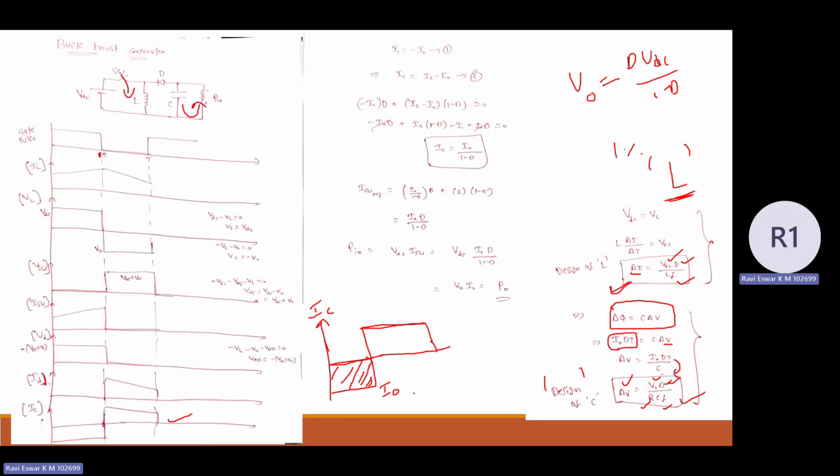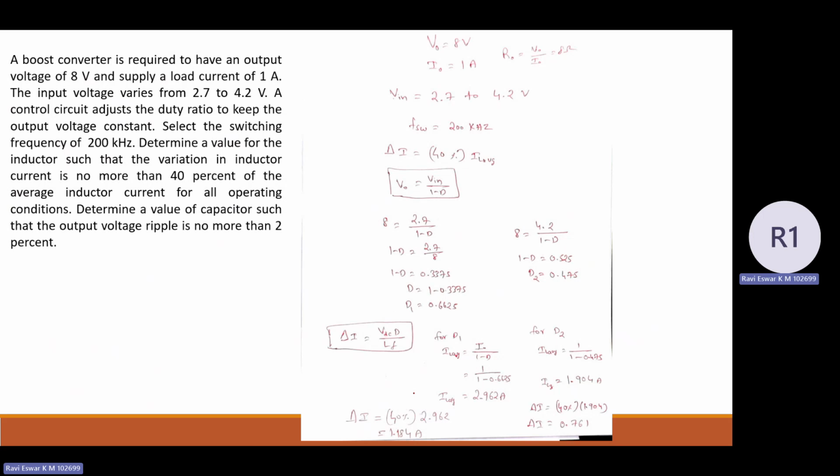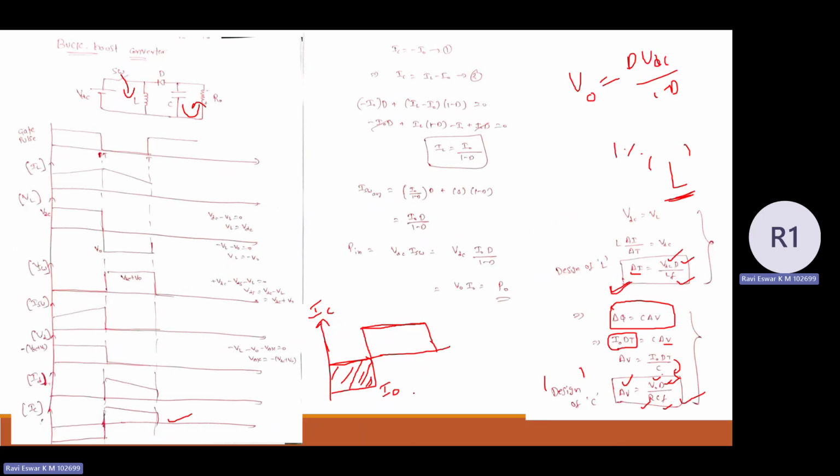It may be 1% of average output voltage, or 5% of average output voltage. It completely depends upon the user. So this is about the design of L and C for the buck boost converter.